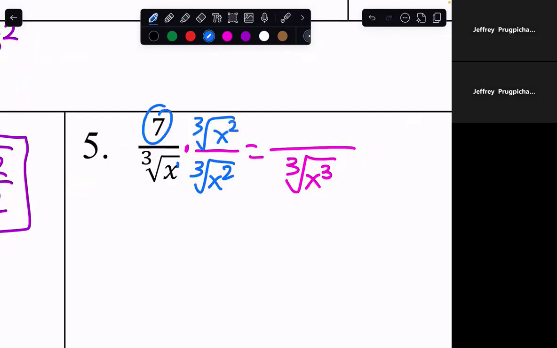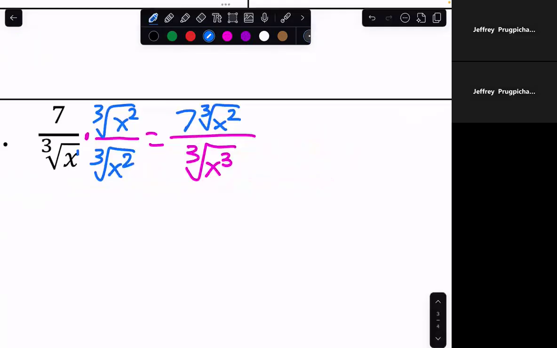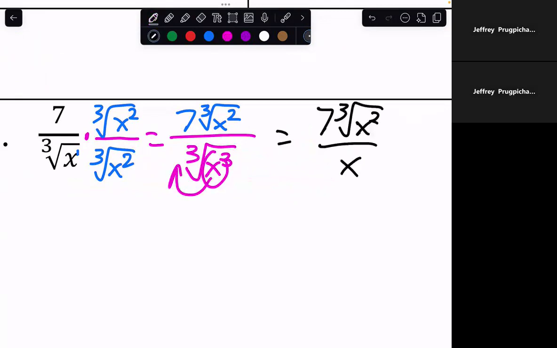In the numerator, the 7 multiplies invisible 1. It's still a 7. Then we have the cube root of x squared. In the denominator, we can take this x out. Okay, we cannot simplify the numerator. The x doesn't have a big enough exponent to match the index. And we cannot reduce the x's. Again, you can't reduce radicals with non-radicals.